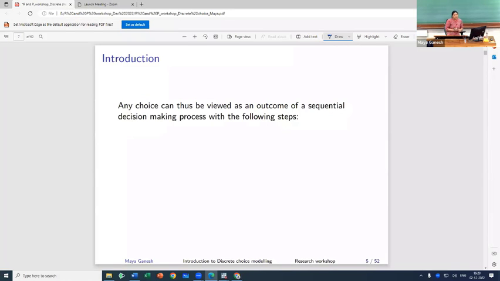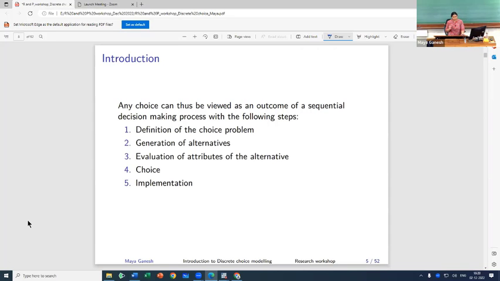Okay. So any choice, right, is an outcome of the sequential decision-making process that we are looking at, right? So, definition of the choice problem. In this case, we are talking about the mode, right? What is the mode of transport that the person chooses? And then there is the generation of the alternatives. So in this case, we said there is a car, there is a bus, and then I could walk, right? So generation of these alternatives, and then evaluation of the attributes of those alternatives, right?